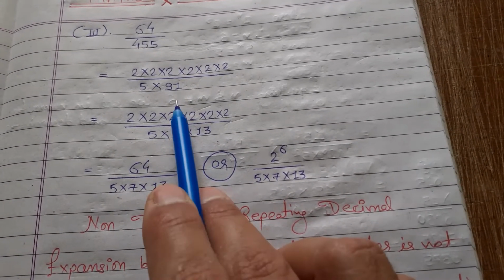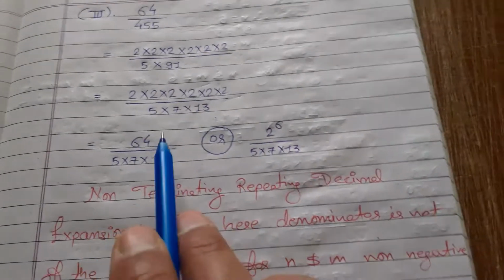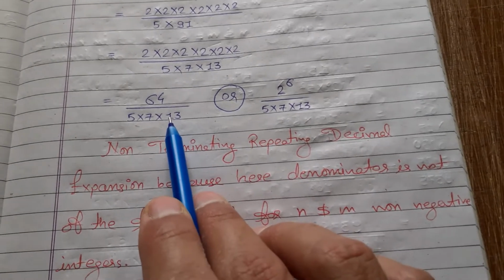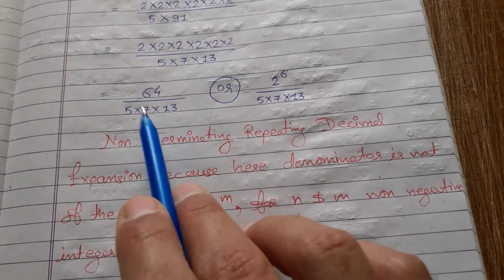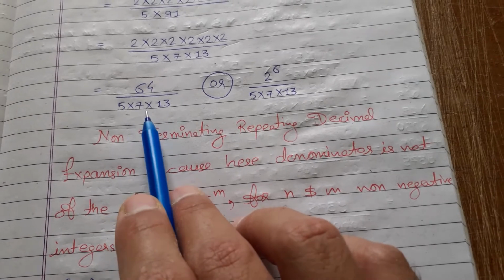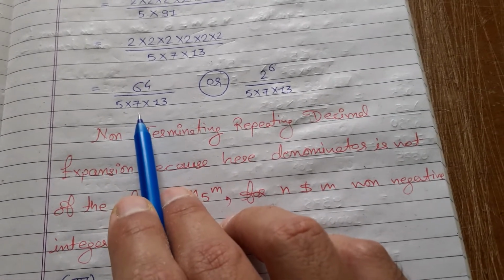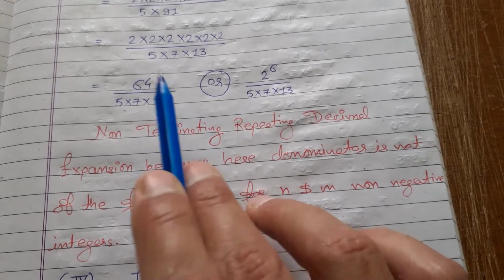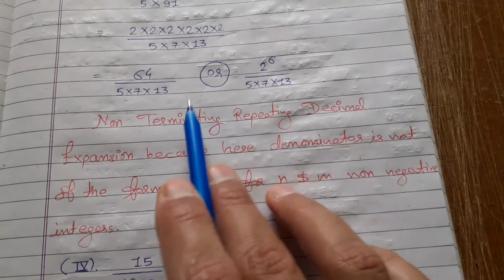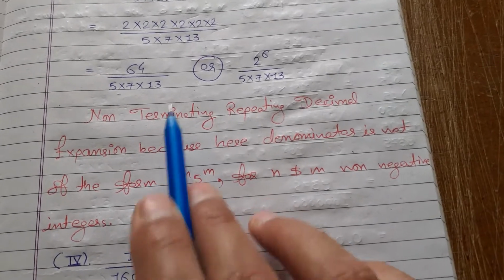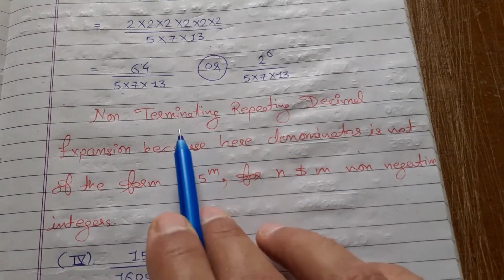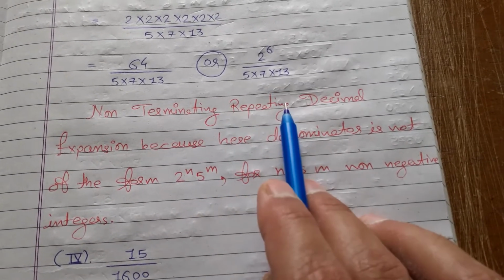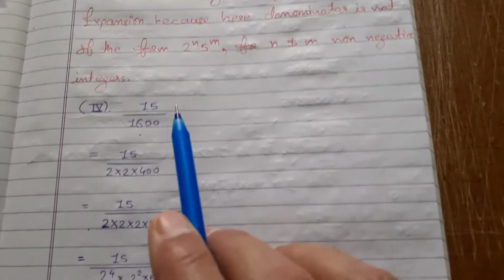By theorem 1.5 and 1.6, we know that whenever in the denominator there is a prime number other than 2 and 5, the answer will be a non-terminating and repeating decimal expansion. So here the decimal expansion is not terminating, it is non-terminating and repeating, it will not terminate. This is the answer. Question number 4.